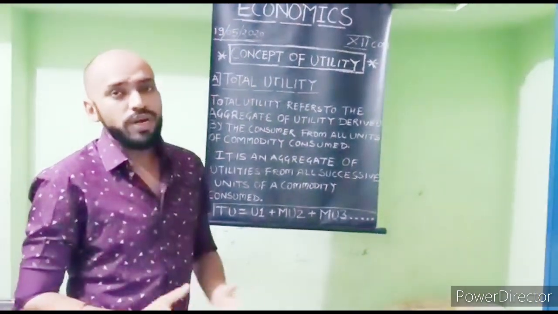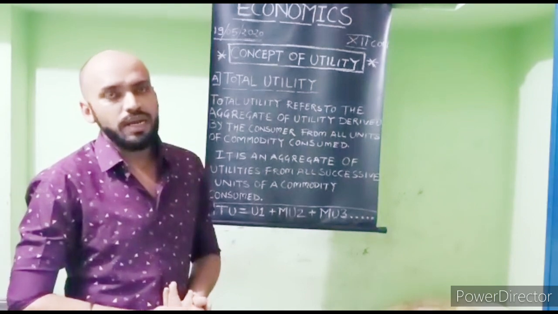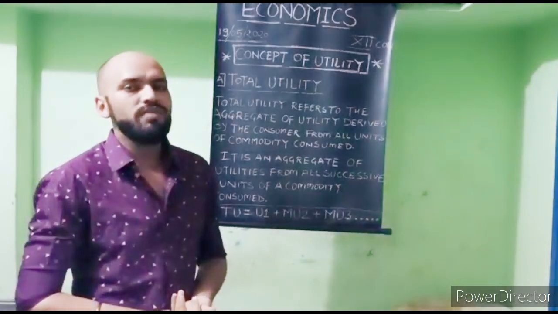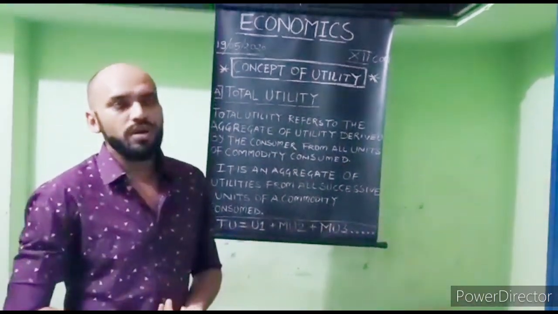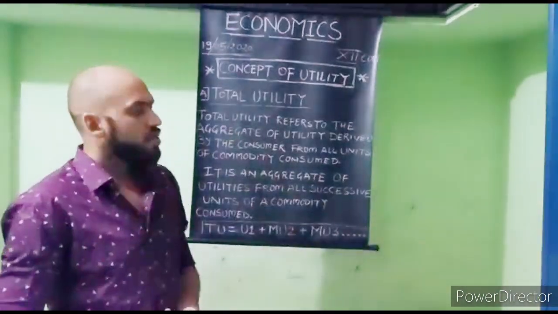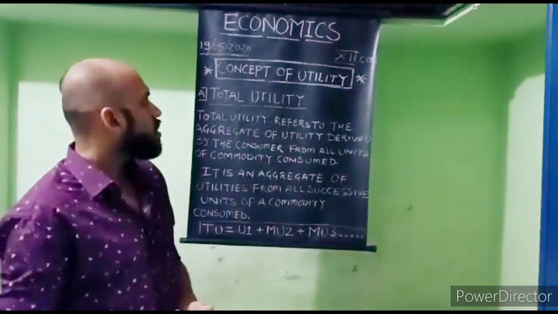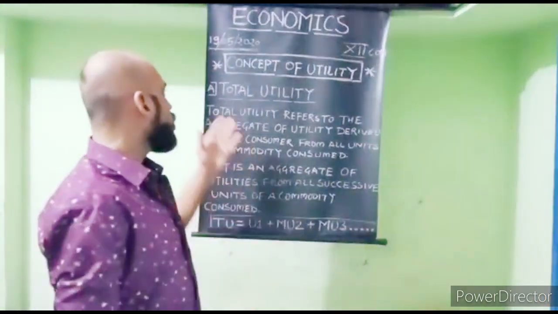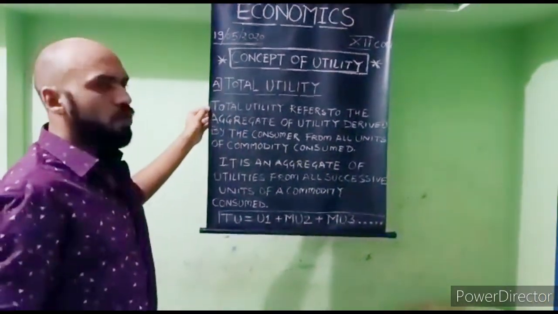And as you all know, utility is given by Stanley Jevons. Later on it was elaborated by Dr. Alfred Marshall. So Alfred Marshall took a strong initiative in making the concept of utility. So the first concept of utility is total utility. If you see over here, total utility.